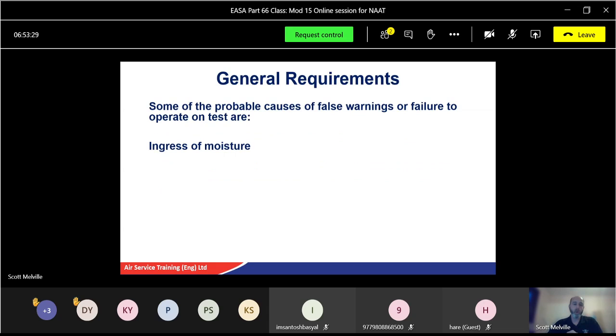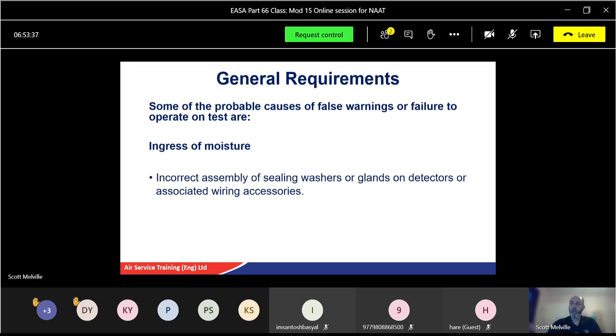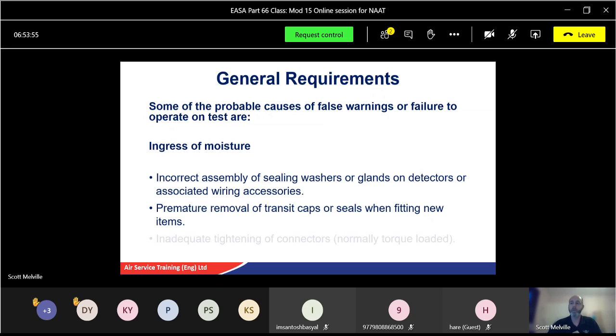General requirements. Some of the probable causes of false warnings or failure to operate on test are as follows. Ingress of moisture, and incorrect assembly of sealing washers, glands or detectors, so poor maintenance and poor engineering techniques. Premature removal of transit caps or seals when fitting new items. In other words, don't take the protective caps off until you're ready to fit it. Don't take them off and leave them at the side getting covered in dust. Inadequate tightening of connectors. Make sure everything you fit is torque loaded accordingly, not too tight, not too slack.